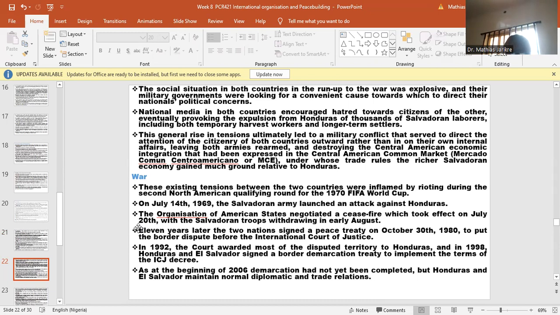The Organization of American States negotiated a ceasefire, which took effect on July 20th, with the Salvadoran troops withdrawing in early August. 11 years later, the two nations signed a peace accord, a peace treaty, on October 30th, 1980, to put the border dispute before the International Court of Justice.